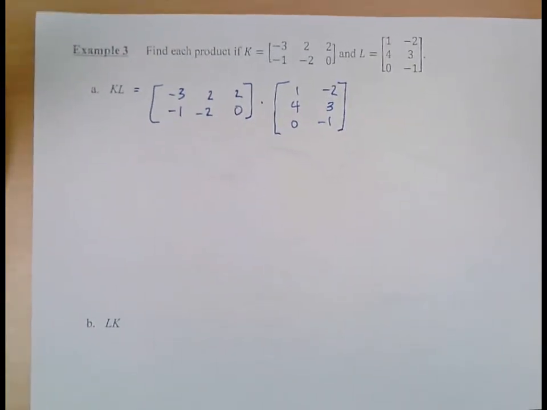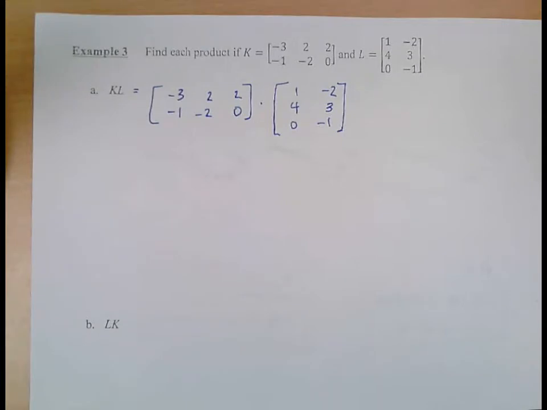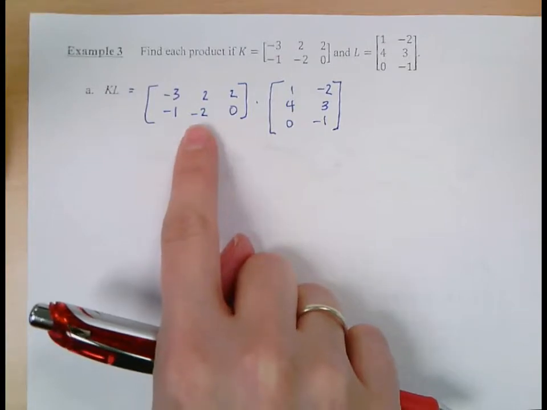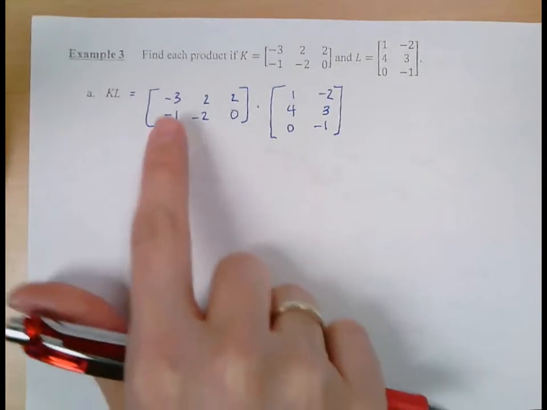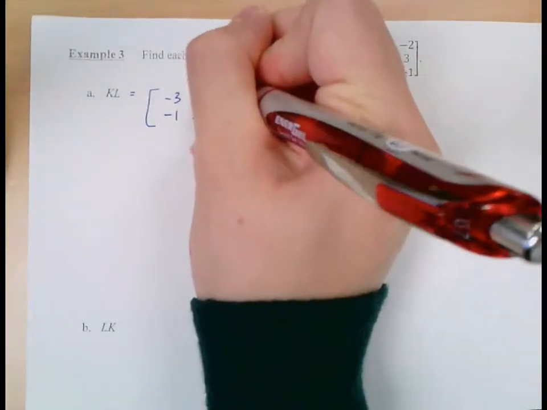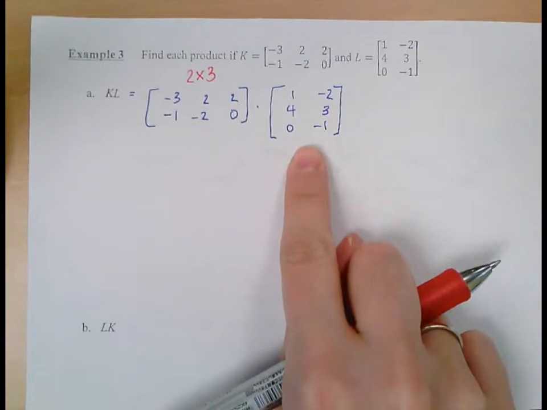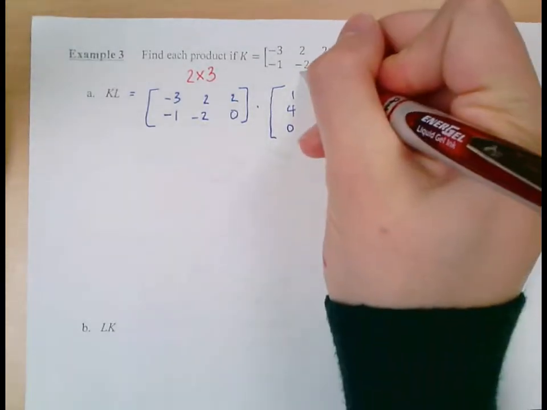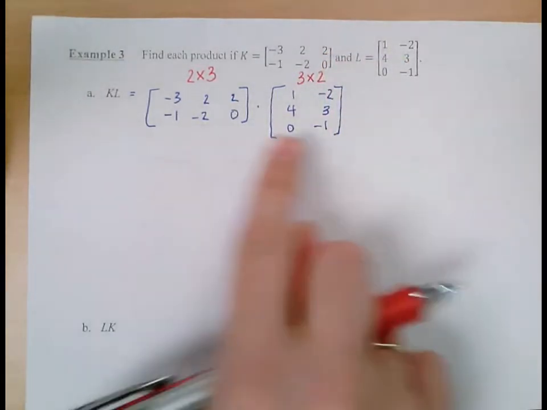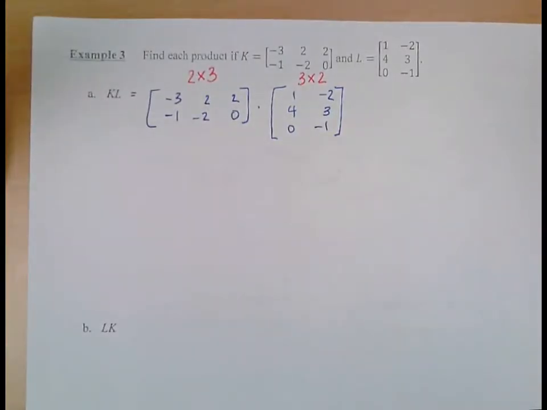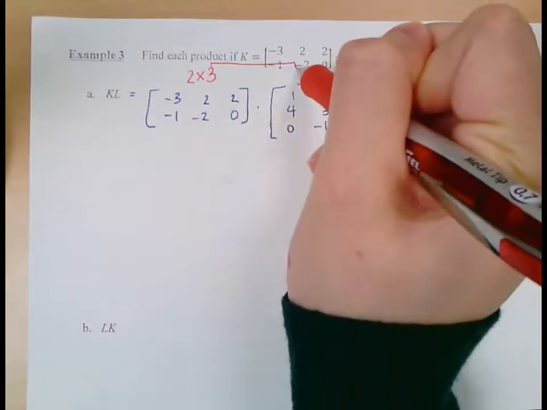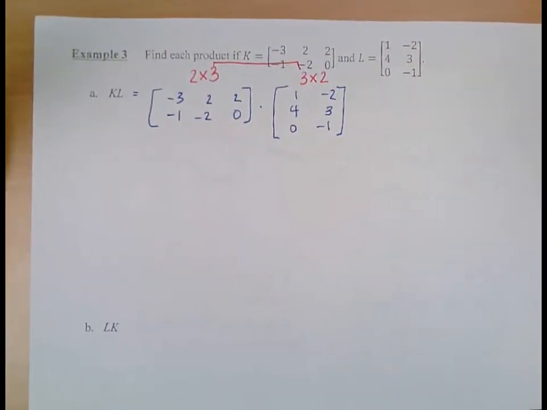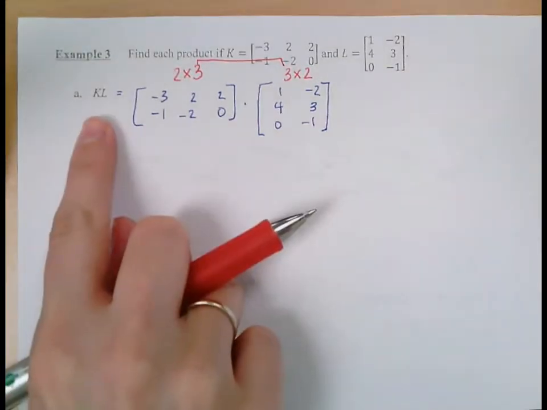And first you want to determine, can you multiply them before you start? What are the dimensions of K? 2 rows, 3 columns, 2 by 3. And then what about L? Has 3 rows and 2 columns, so can we multiply them? Yes. K has 3 columns, L has 3 rows. They match. What are the dimensions of K times L going to be?